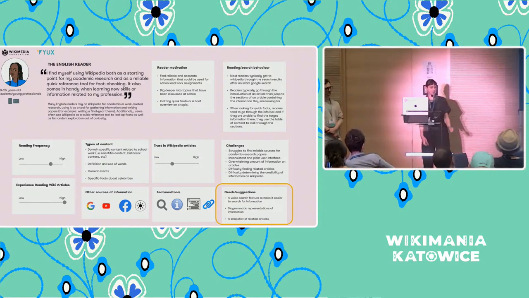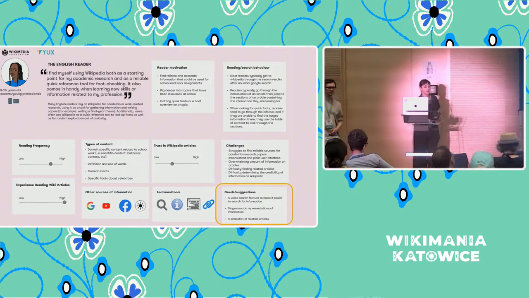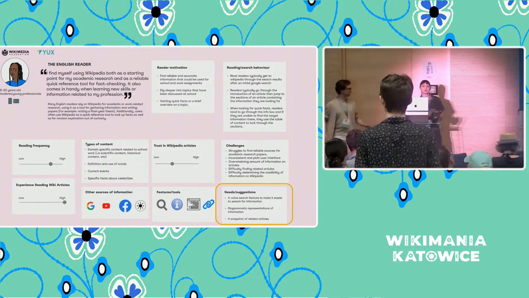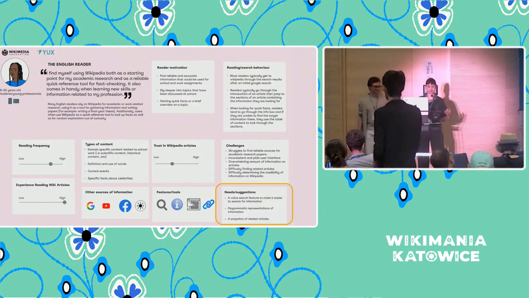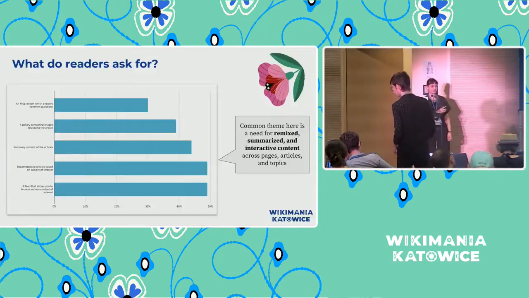So in this case, we have this reader who is one of our user personas, and she is a student, and she's motivated to dig deeper into topics that she studies. So she's interested in finding only the information that she needs, so very specific facts that she might use for a research paper or for her homework. And she's also really interested in making it easier to search for this information directly.